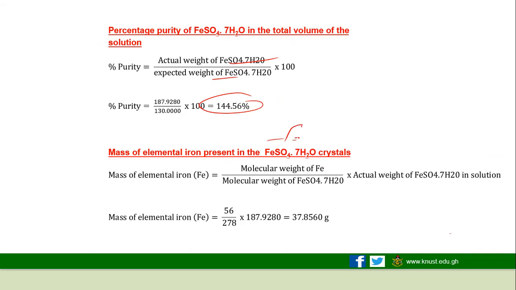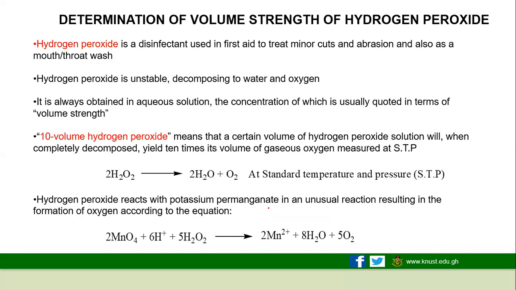The next question is for us to find the amount of elemental iron. What is the actual amount of Fe in the mixture? That will be the atomic weight of the iron over the molecular weight of the compound times the actual weight in the solution. The atomic weight of iron is 56, divided by the molecular weight of the whole compound, times the actual weight in the 1 liter. And that gives us 37.8560 grams. So that's the mass of elemental iron. Very simple. Good. So that is that for the first assay of ferrous sulfate crystals.